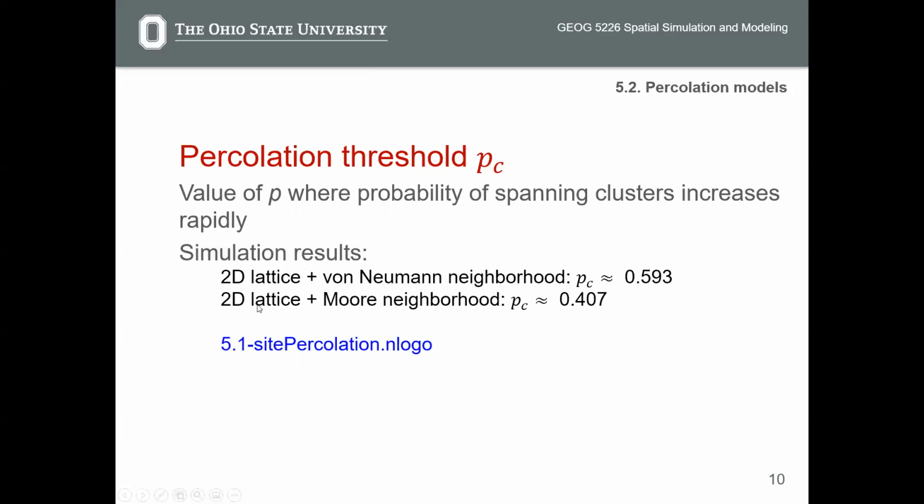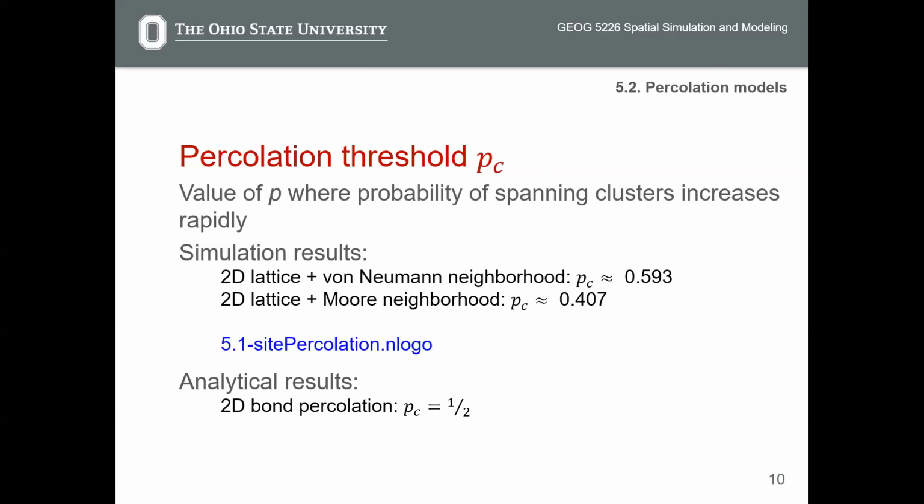If we use 2D lattice simulation, but using more neighbors, obviously a larger neighborhood than Von Neumann, right? Then the pc value decreases a little bit to 0.407. And these results are based on simulations. And they are also results from pure analytics, pure mathematics.